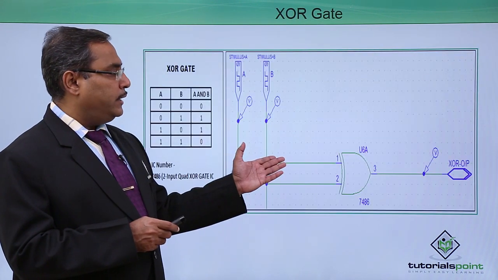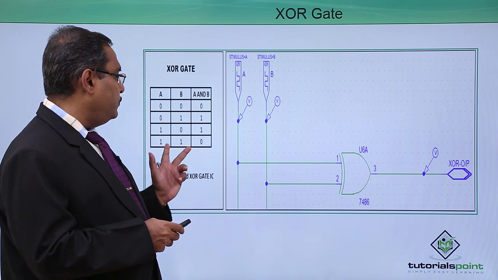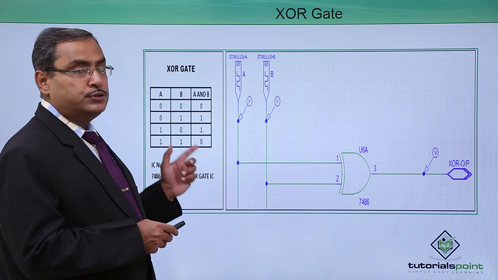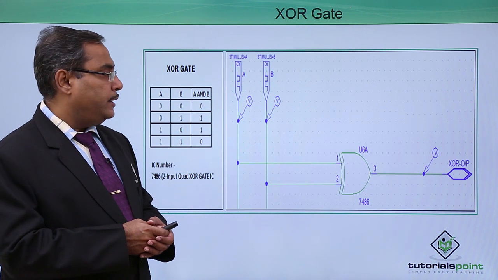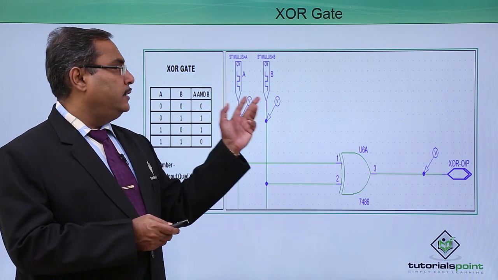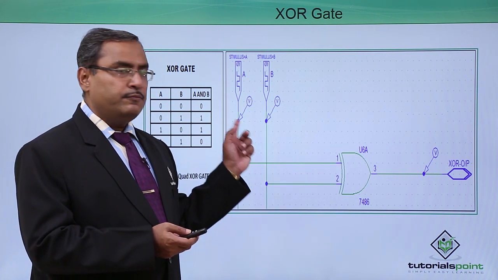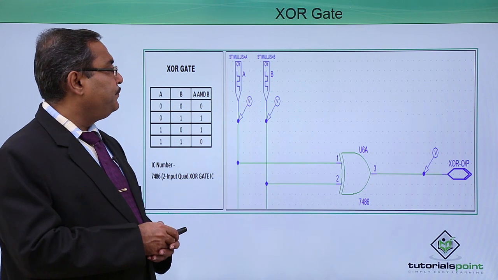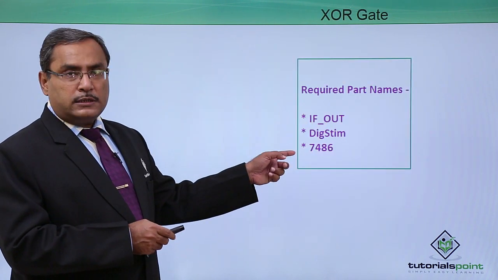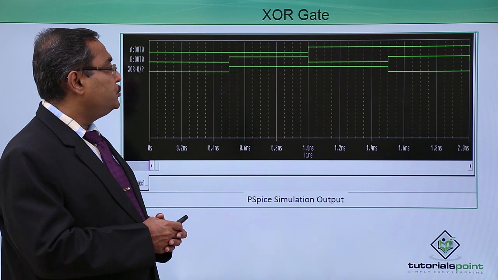So this is our XOR gate. IC number is 7486. So for same inputs output will be 0, and for unequal inputs output will be 1 accordingly. So this is the XOR gate IC, that is the 7486. The digital stream is giving the inputs, with the output and voltage level markers there. This is the parts name, and this is the respective output of this XOR gate.